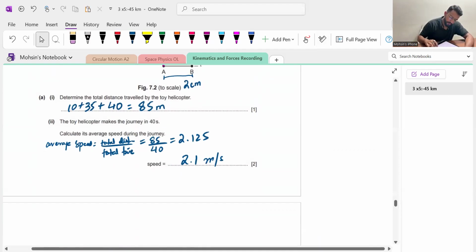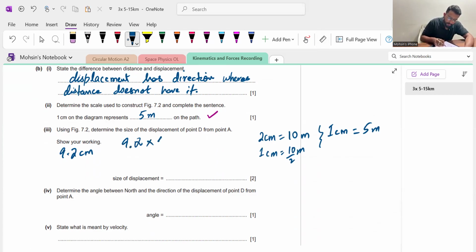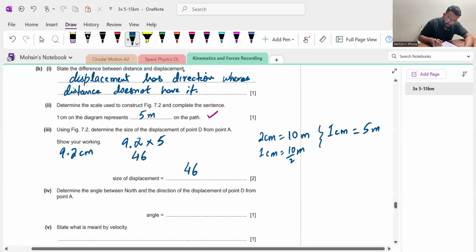By putting up a scale here, we will get 9.2 centimeter. So 9.2 centimeter. Then I will multiply 9.2 by 5. When I multiply 9.2 by 5, I'm getting 46. So it means 46 meter is the answer.